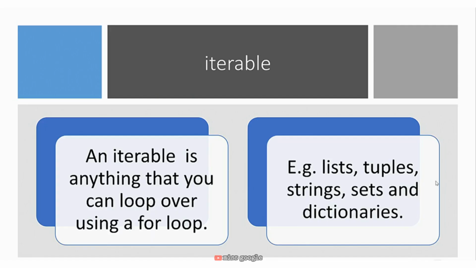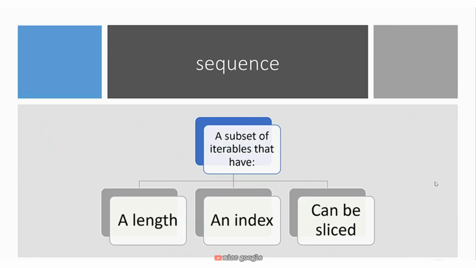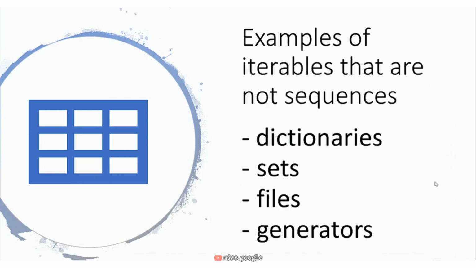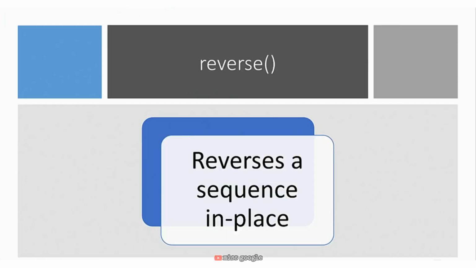Just so you know, an iterable is anything you can loop over with a for loop, and a sequence is a subset of iterables, but they have a length, an index, and you can slice them. Examples of sequences are strings, lists, and tuples, and examples of things that are iterables but not sequences are dictionaries and sets. So when reversing things in Python, we're normally referring to reversing sequences. Every list in Python has a built-in reverse method, so you can reverse the contents of the list objects in place. Now, what we mean by in place is that it will directly modify the original list object.